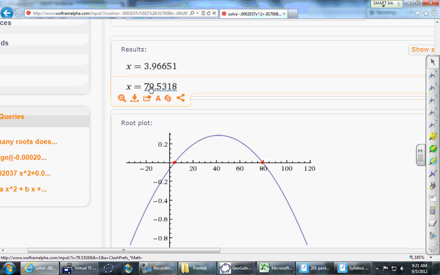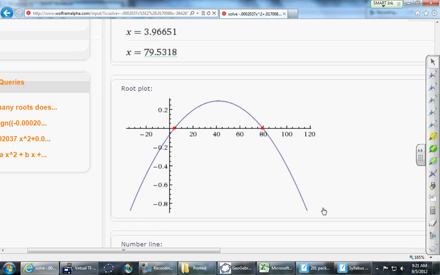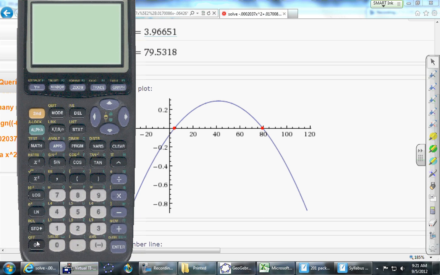It found me 2 answers. 79 is not inside of our domain, right? We said 0 to 30 degrees. So we toss that one out and we get 3.96651. There's the graph of the 2 answers. And there they are on the number line. So, okay, 3.96651. Let's go with that.